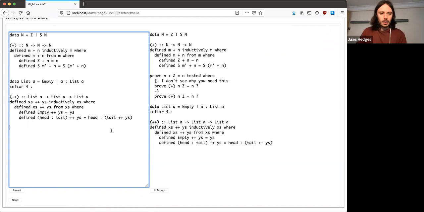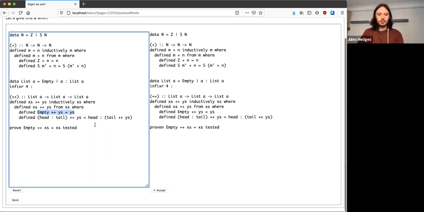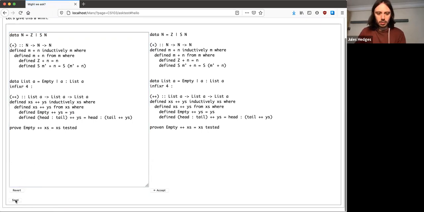And now I could write, for example, prove empty list concatenate xs is xs tested. And again, Ask will accept this proof for basically the same reason that it tries to run the concatenate function. It knows that the first input is empty, so it knows that this case runs. On the other hand, if I try to prove something else equally obvious, like xs concatenate empty is xs, this will not work.